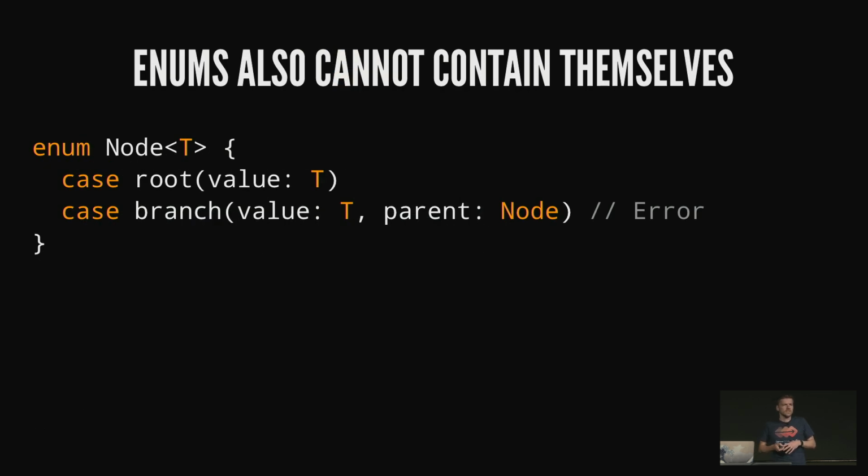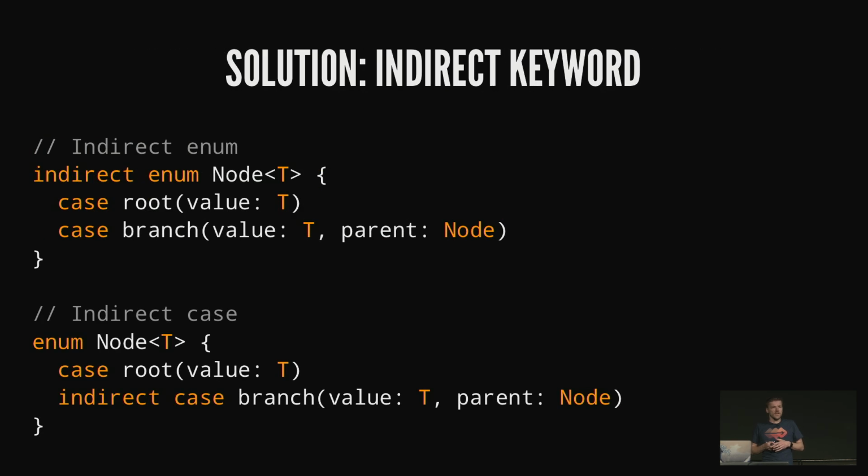So enums, like structs, also cannot contain themselves by default for exactly the same reason. They'd have to be infinitely large. But with enums, there's a really nice solution to this, which is the indirect keyword. The indirect keyword lets you mark either the whole enum or just a particular case as being stored out of line of the enum itself, which allows for it to have self-references. There has been talk about adding an indirect keyword that works with structs as well, but it hasn't gone anywhere. But this is a much nicer way of implementing the kind of copy on write pattern, for example, without having to do all of that logic yourself.